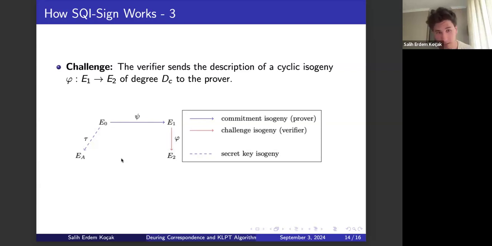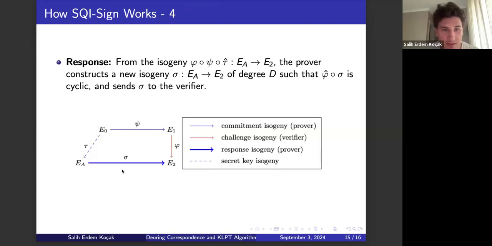Normally, the prover, or anybody else, is not able to compute an isogeny between two elliptic curves easily, because we believe it's hard and no solution for this is known. But if the prover knows this secret isogeny tau, they can construct this isogeny sigma. It's the dual of tau, composed with psi and phi. Because they know these, they construct this sigma and send it to the verifier, and the verifier checks whether this isogeny really corresponds.